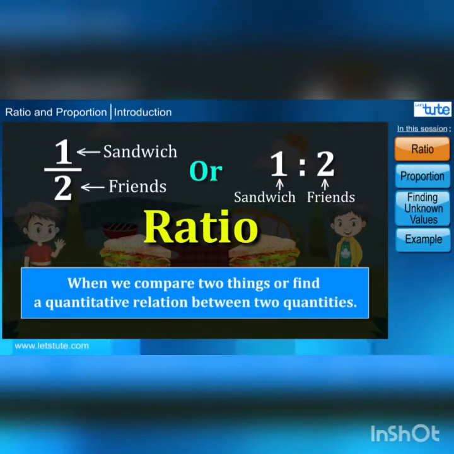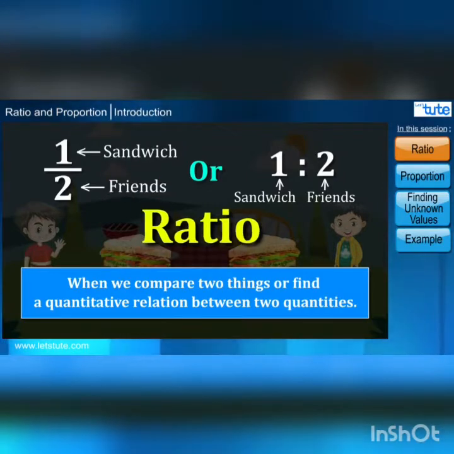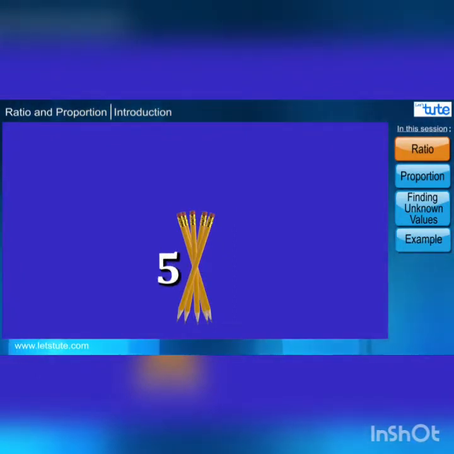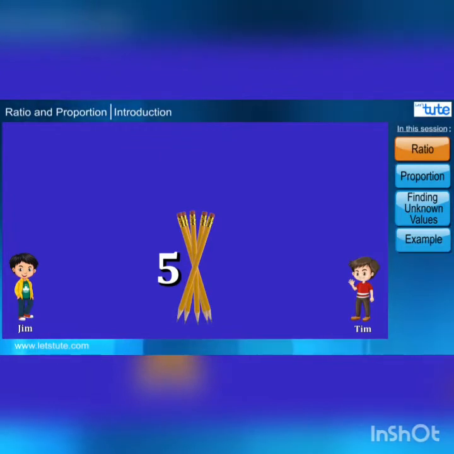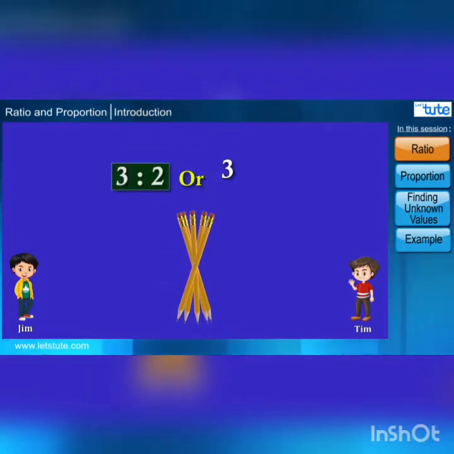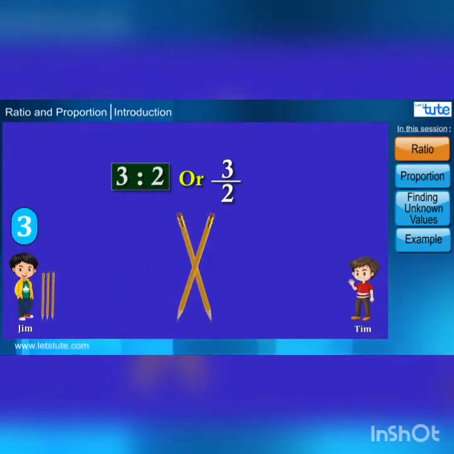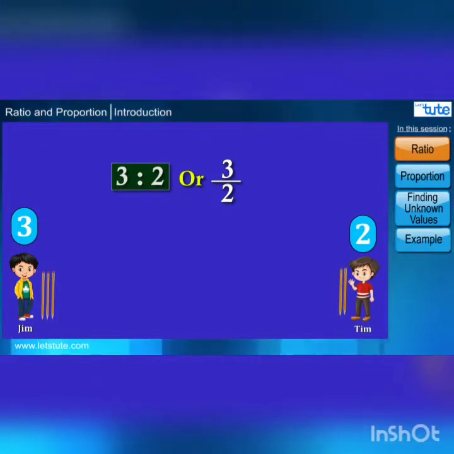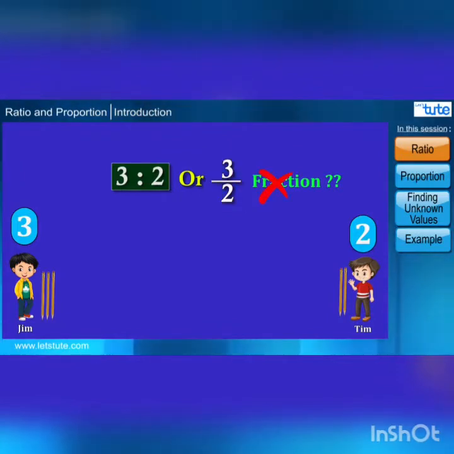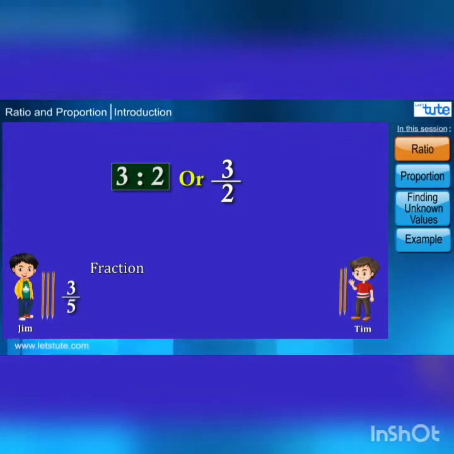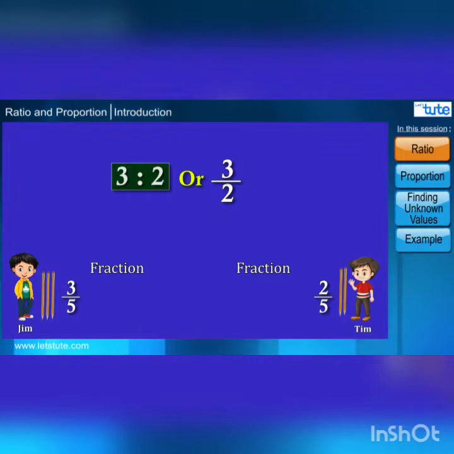When we compare two things or find a quantitative relationship between two quantities, we get ratios. For example, 5 pencils are to be divided between two friends, Jim and Tim, in the ratio of 3:2 or 3/2. This means we will have to give 3 pencils to Jim and 2 pencils to Tim. Correct? But here, is 3/2 the fraction? No. Here, the fraction of pencils to Jim is 3/5 and to Tim is 2/5.